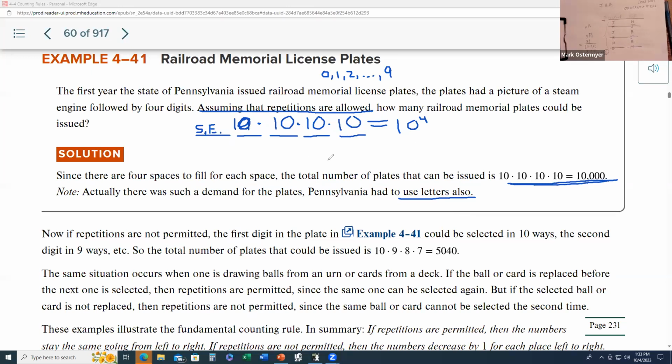Now, what if repetitions were not allowed? Well, to fill the first slot, there'd be 10 possible ways, but then you're going to keep a digit out for the first slot. So there would be only 9 ways to fill the second slot. But then you kept 2 digits out, so there's only 8 ways to populate the third slot. Times, there'd be only 7 ways to populate the last slot. This is if repetitions are not allowed. And there would be a smaller number of possible arrangements then, correct?